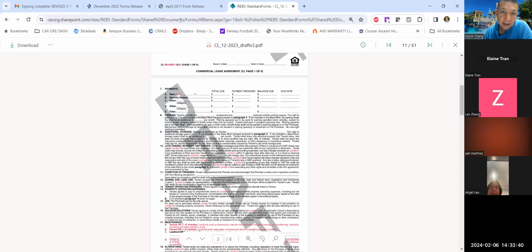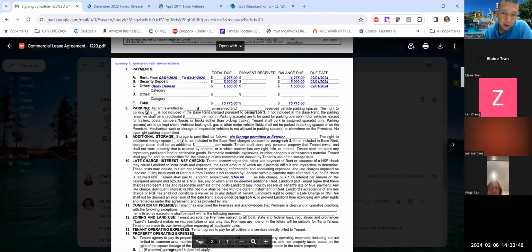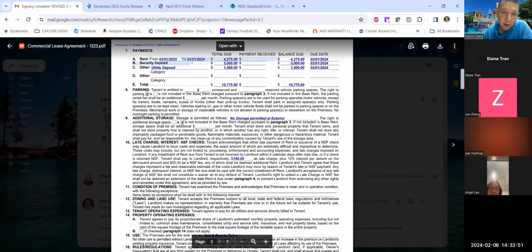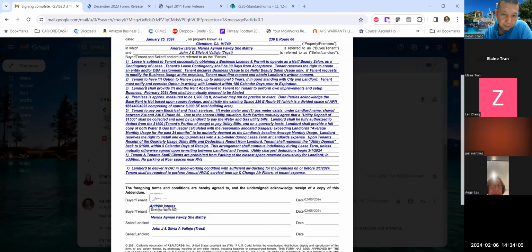For my situation, I had to do that because in commercial, sometimes you have abated rent. And that happened with me. So when I look at the rent, they have 2 months of rent payments that amounted to only 1 month. If you don't know what that means, I added language in my addendum. If you read my addendum, landlord will provide 1 month rent abatement, where it's basically no charge to the tenant for the tenant to perform improvements and set up the business. So February 2024 rent shall be mutually deemed to be abated.